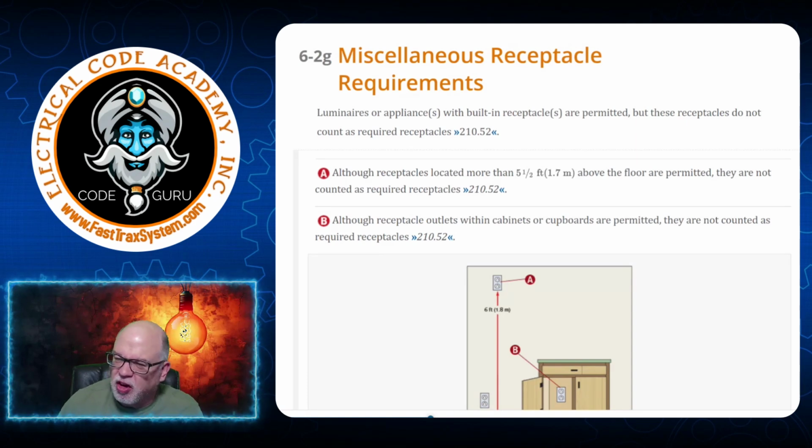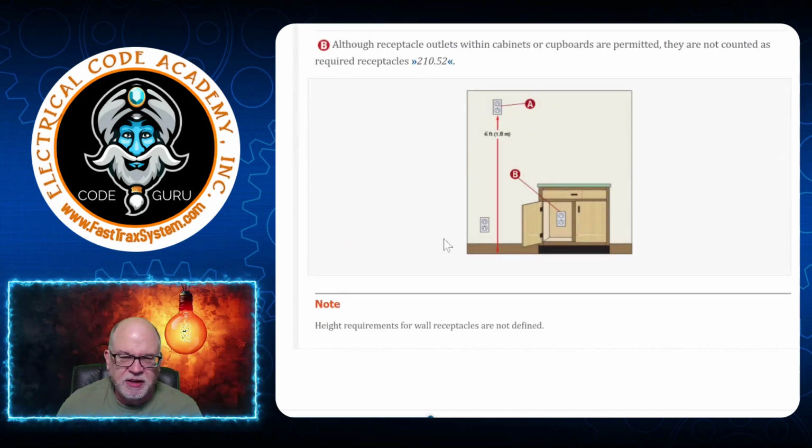So maybe somebody put it up 6 feet for a flat screen TV. Okay, so it says, although receptacles located more than 5.5 feet above the floor are permitted, they are not counted in my requirements of 210.52 for the wall space. So I would have to install one like this one down here, lower, because this one is too high. So to meet the spacing, I would have to install one lower. Okay, that meets the spacing.